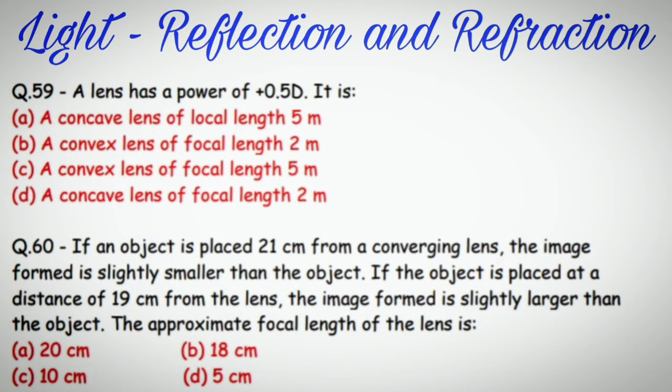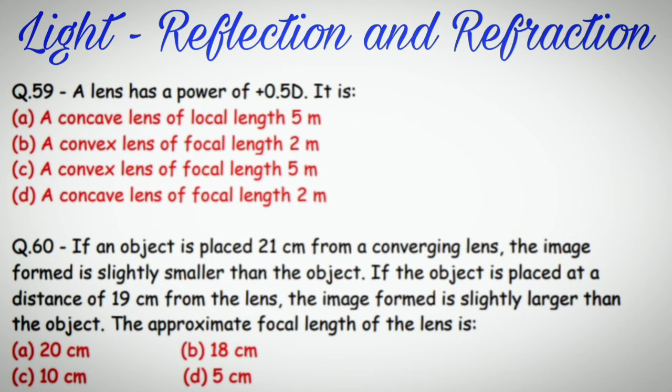Next question comes here. A lens has power of 0.5 diopter. It is option A concave lens of focal length 5 meter, option B convex lens of focal length 2 meter, option C convex lens of focal length 5 meter, option D a concave lens of focal length 2 meter. And the correct answer is convex lens of focal length 2 meter.